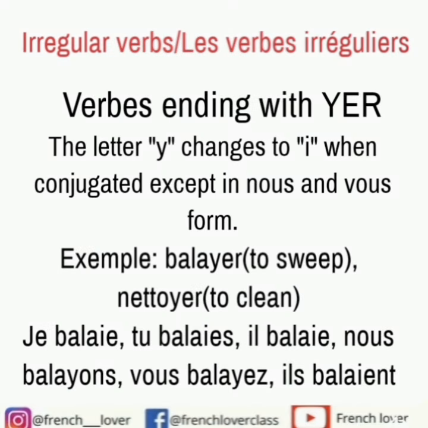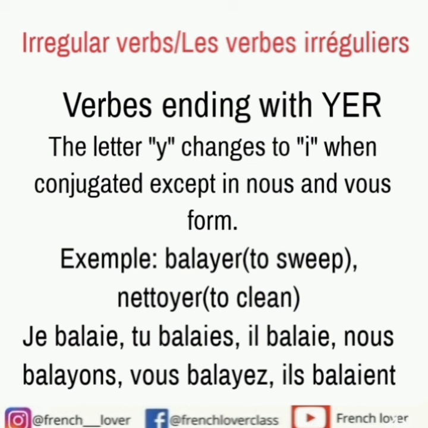The next are verbs ending with YER. The Y changes to the letter I when conjugated, except in front of nous and vous. That's the first and the second person plural. So the Y will change to an I. For example, balayer is to sweep, nettoyer is to clean.